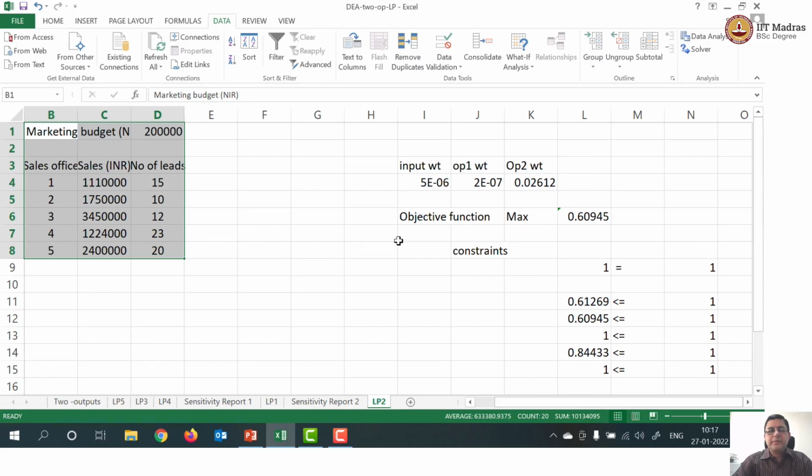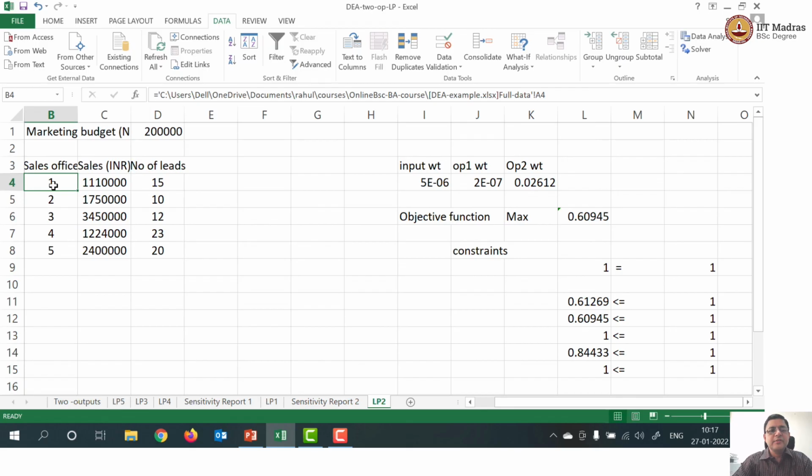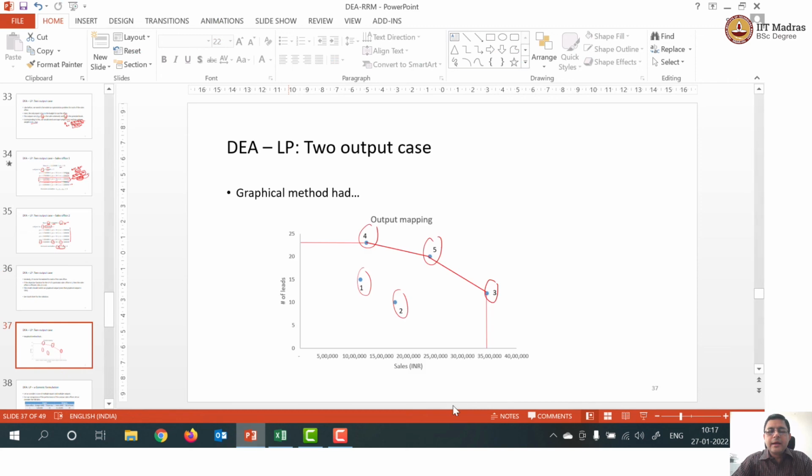If you change the data, probably they will become efficient. If you pick different sales offices, probably they will become efficient. We don't know, because as we said earlier, we are only measuring the relative efficiency. So go back, and now we have validated that this graphical output was indeed true, because this actually came from DEA. So 3, 4, 5 turned out to be efficient, 1 and 2 turned out to be not so efficient. Okay, hope this is understood now.